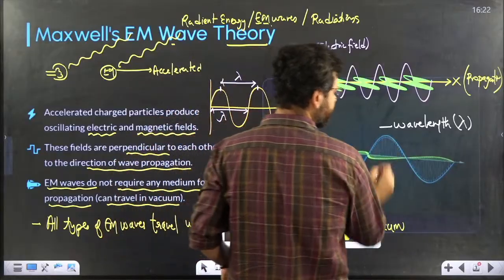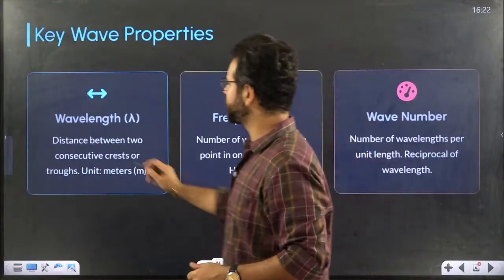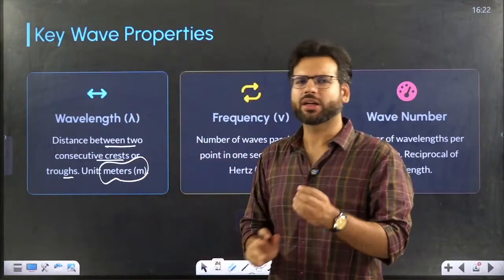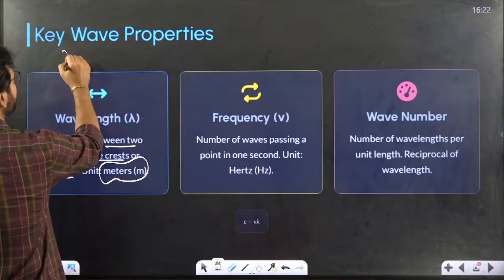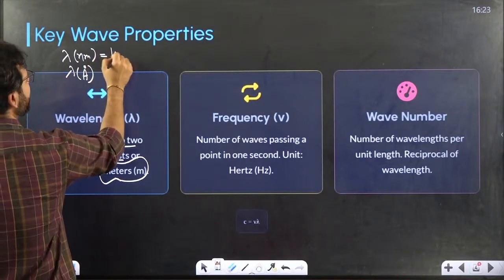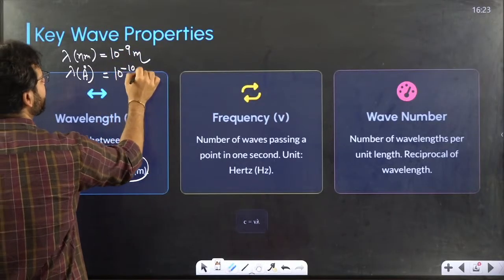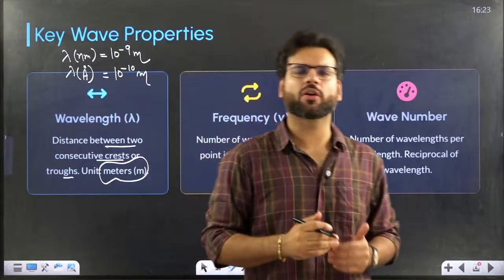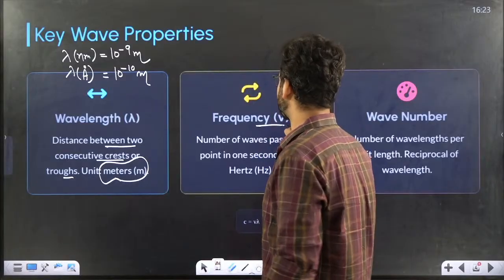Next is frequency. So I'll just show you what these things are. Wavelength, I just told you, is the distance between two consecutive crests or troughs. The SI unit will be meter. Generally, because wavelengths are so small, we don't use meter, we use nanometer or angstrom. A nanometer means 10 power minus 9 meters. An angstrom means 10 power minus 10 meter. So mostly, because wavelengths of light are very small, we always use either nanometer or angstrom as the units. Right, beta? Next is frequency.